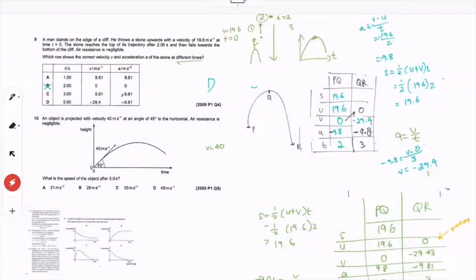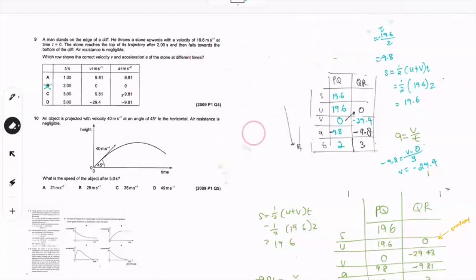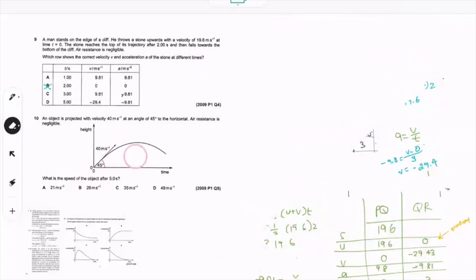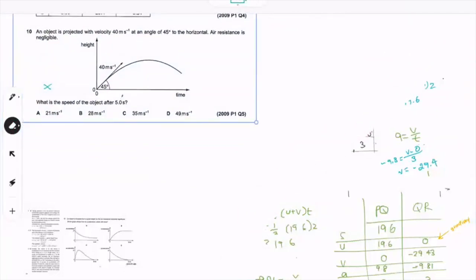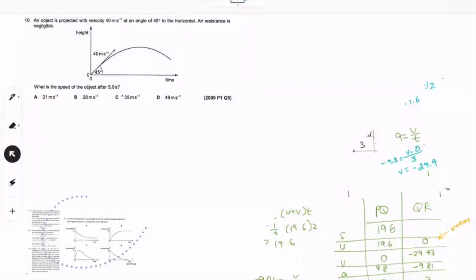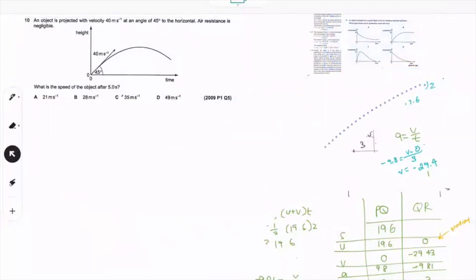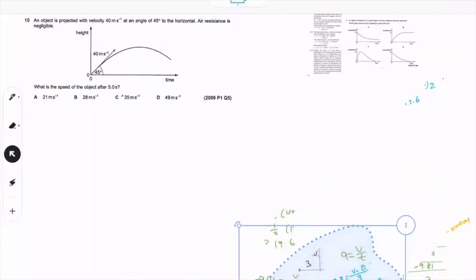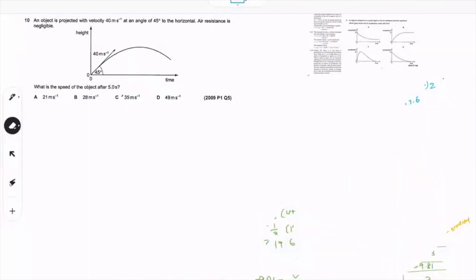Okay, page 9. We do question 10. That's the thing, you do as usual. What is this? Projectile motion. This is a projectile motion question.